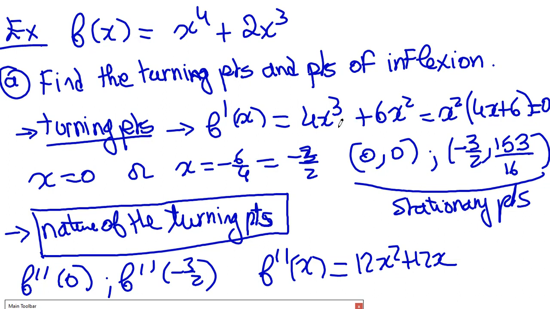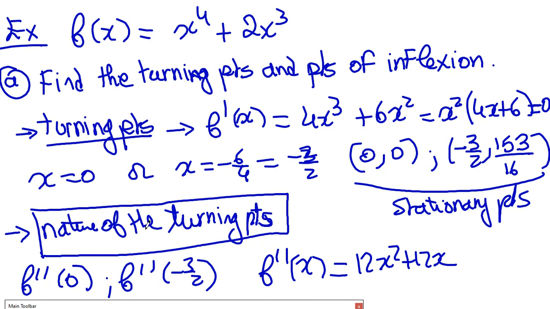Okay. If I want to find the turning point, meaning I want to find the stationary point, I do the derivative and then I solve it equal to 0. f prime of x gives me 4x^3 plus 6x squared. You factorize, common factor x squared. So this gives me two turning points, x equal to 0 and x equal to minus 3 over 2. So I have (0, 0) and (minus 3 over 2, 153 over 16). I replaced those here to get the y, okay?